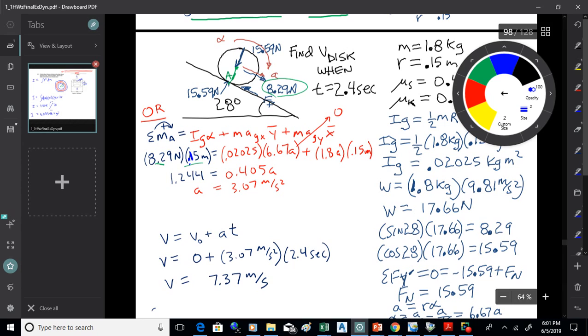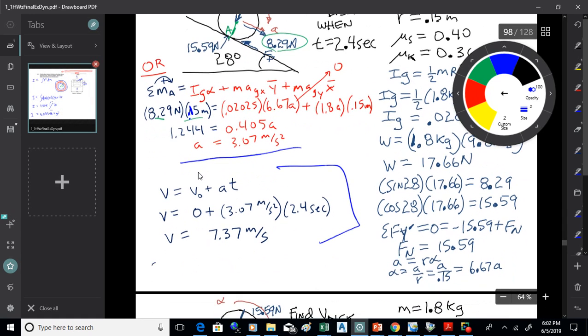All right, so that would be the moment. And that's going to equal Ig alpha, which is 0.02025 times alpha. Alpha is 6.67A. Okay, then plus m a_gx. So the mass is 1.8. I've got A in there for a_gx, and then y bar is 0.15. All right, so I've got one equation there, and I've just got one unknown, the acceleration, so I can go ahead and solve for that. And then once I have that acceleration solved out, I can plug it into this equation here, and I can find the velocity.